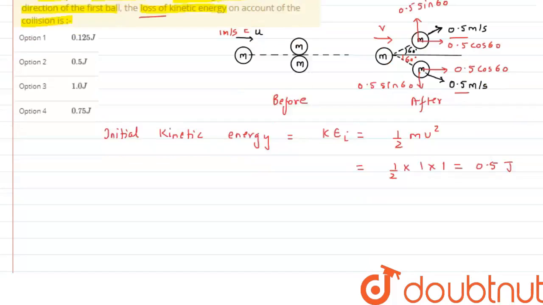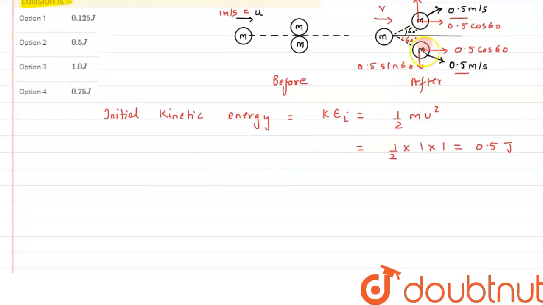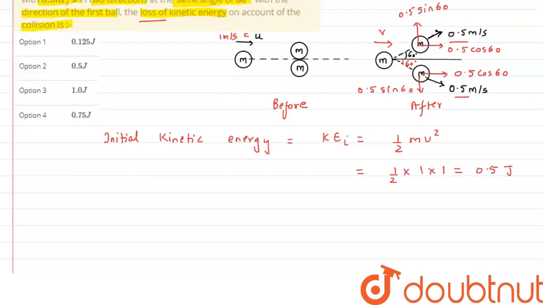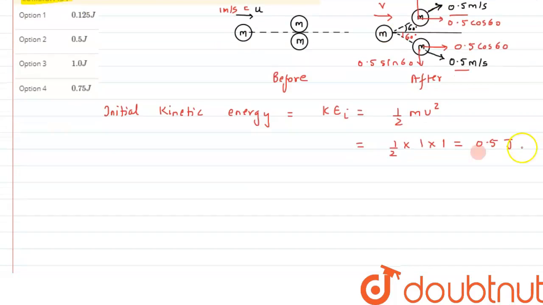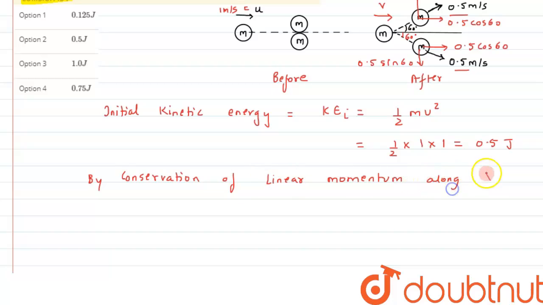Now as we can see, both the vertical components of velocities after collision will get cancelled out, so the net force acting on the system is 0. So by conservation of linear momentum along the x-axis, we can apply it. Along x, momentum before and momentum after will be the same. Initial momentum will be equal to final momentum.